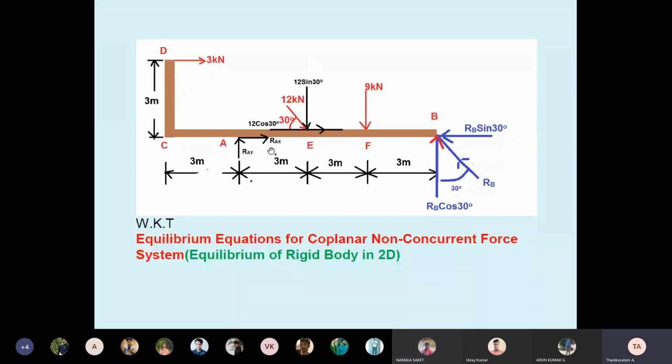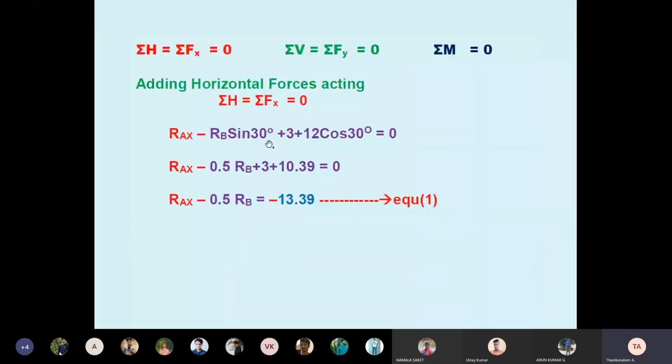See the horizontal direction: RAX plus 12 cos 30 minus RB sin 30. Left side, minus RB sin 30. Then plus 3. See, the 3 is there, and it's in the horizontal direction, no? Therefore, RAX minus RB sin 30 plus 3 plus 12 cos 30 equal to 0. So after simplification we got the equation: RAX minus 0.5 RB equals minus 13.39, equation 1.